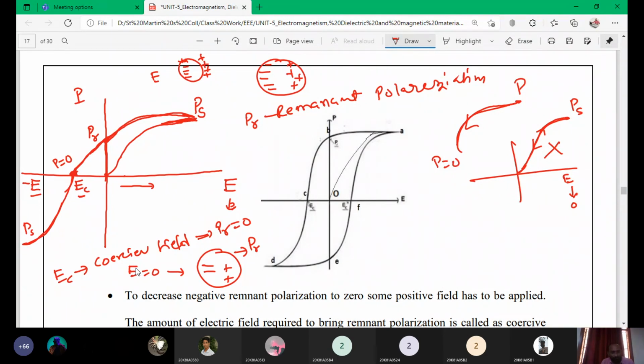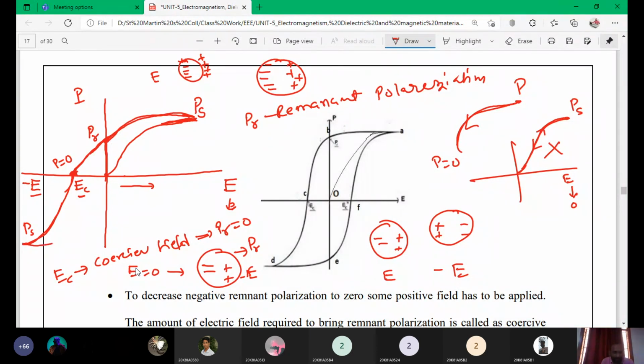When you apply a reverse, negative electric field, what happens? Charges reverse. Suppose you applied a positive electric field and charges were induced like this. When you apply a negative electric field, the charges reverse: here plus charges, here minus charges. But here also charges separate, and it reaches saturation.